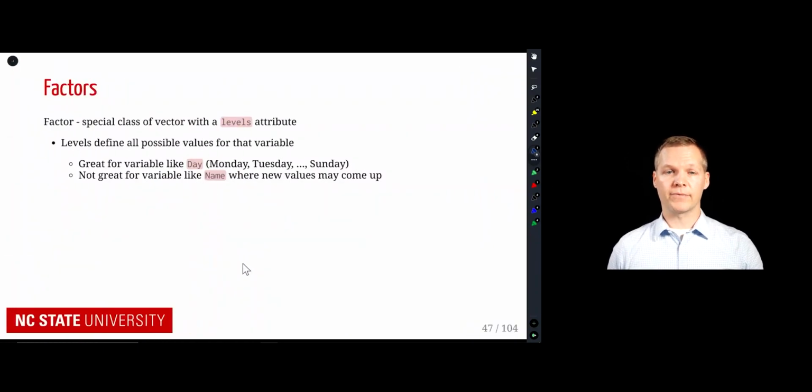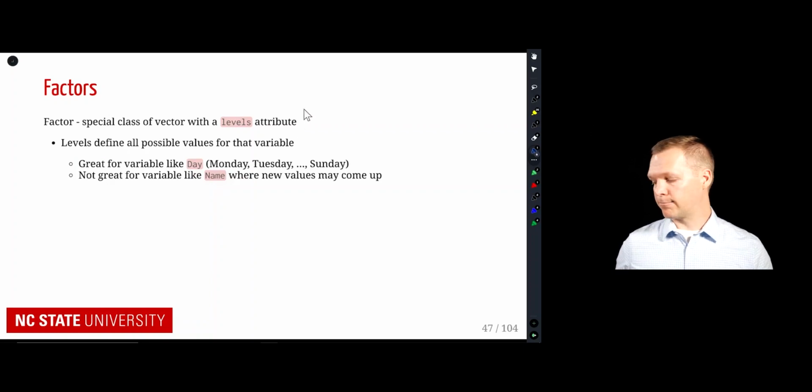Factors are a special class of a character vector that has a levels attribute to it. And what these levels do is they define all of the possible values that this variable can take on. They're fantastic for variables that represent things like a day, because there's only ever 7 days that could happen. There's never going to be another day that we would have to worry about adding in. So a factor is great because I never have to worry about getting new levels for this variable. Factor works perfect for day. If you have a variable like name, it's not great to have that as a factor because you could get somebody who has a different name and then you can't assign that value to the variable unless you add it to the levels first. So it gets a little bit difficult when you're dealing with variables like that.